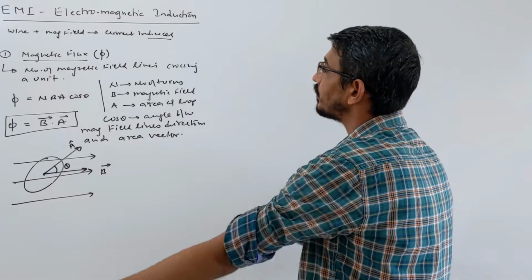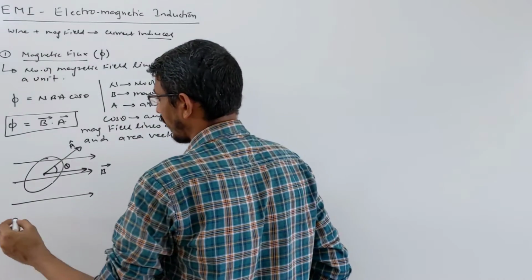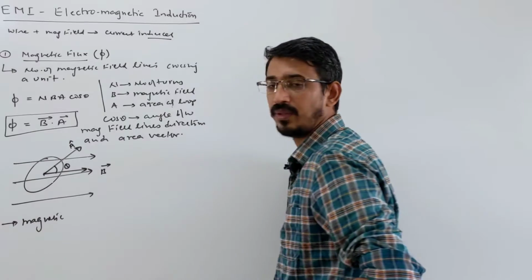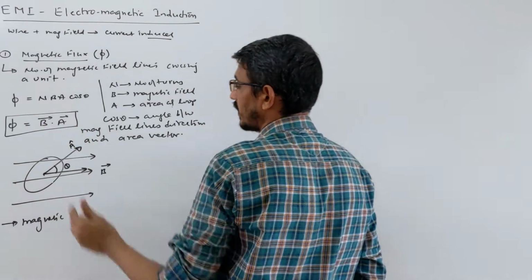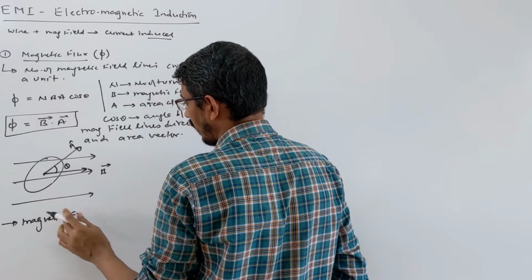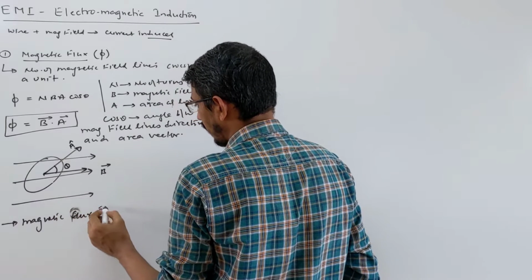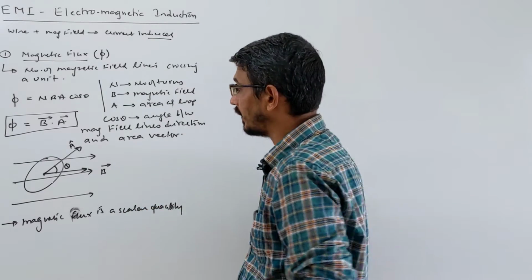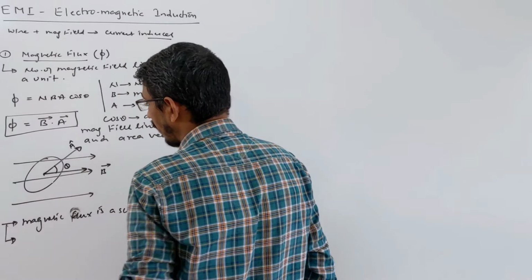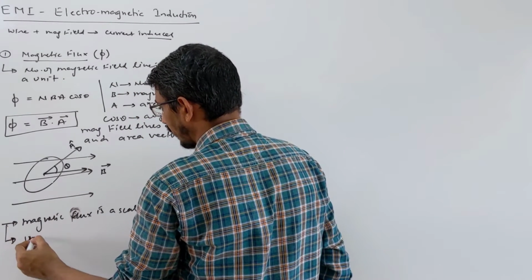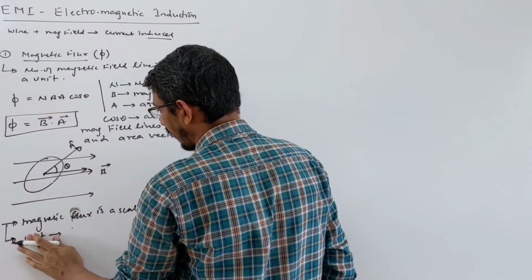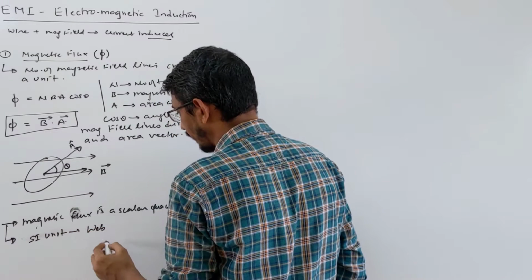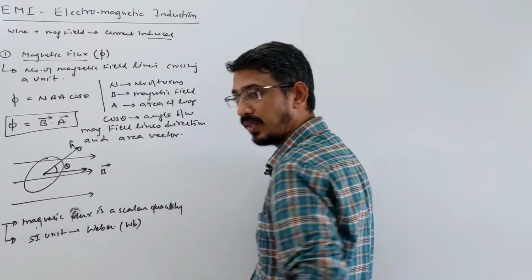It's very important. A few more things about magnetic flux. Magnetic flux is a scalar, not a vector. You see here the dot product B dot A, and a scalar product gives a scalar answer. So magnetic flux is a scalar quantity. Then, what is the unit of magnetic flux? Let's write it properly. The SI unit is called Weber, or just Wb.